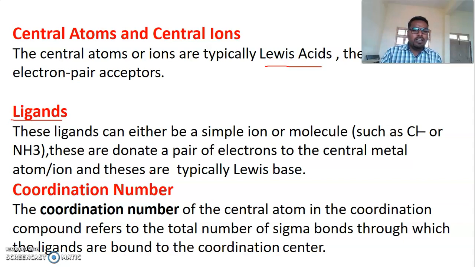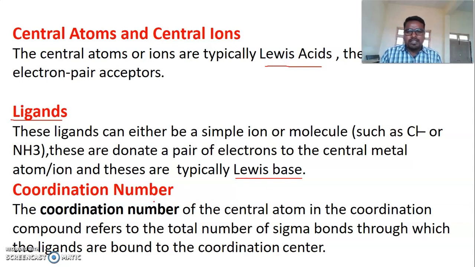These donate a pair of electrons to the central metal atom to form a coordination bond. The property of a ligand to donate a pair of electrons to the central metal ion is why it is called a Lewis base.